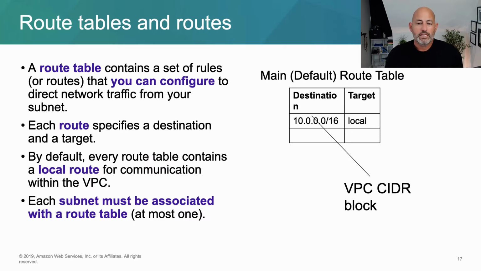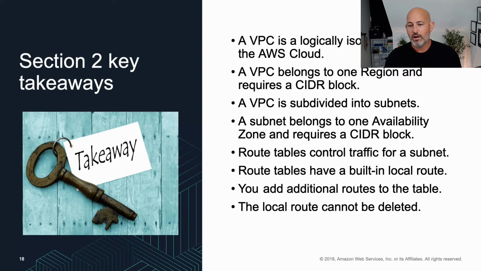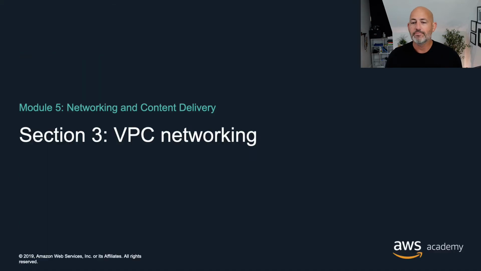Route tables contain a set of rules that you can configure to direct network traffic from your subnet, and each route specifies a destination and target, and by default, every route table contains a local route for communication within the VPC, and each subnet must be associated with a route table. And another thing to be aware of here is that a VPC is subdivided into multiple subnets, and route tables control the traffic for a subnet, and a local route can't be deleted. So these are good things to follow up on that really could trip you up in an exam.